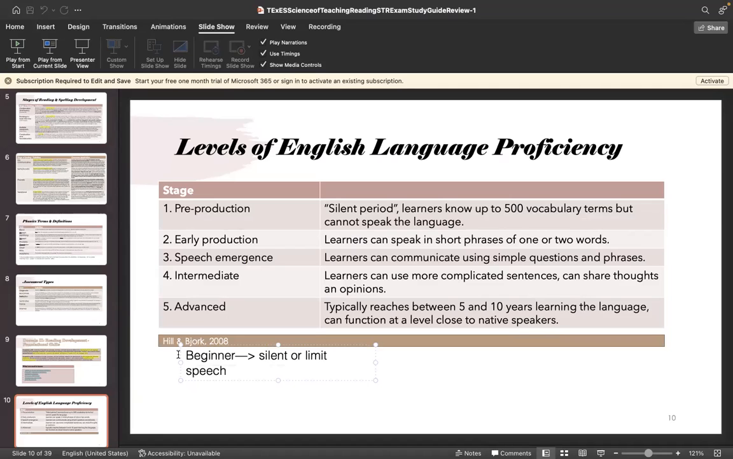So for beginners, they're in their silent period, or it's very, very broken English where you can't get a message. They cannot understand a message you're giving them, and you cannot understand a message that they're giving you at the beginner stage. And this is the way that the state is going to dictate it. Then we have intermediate.